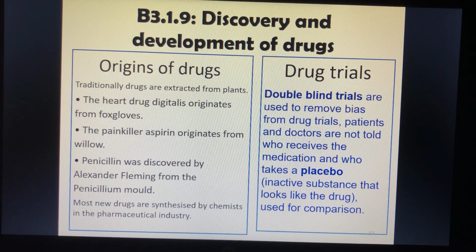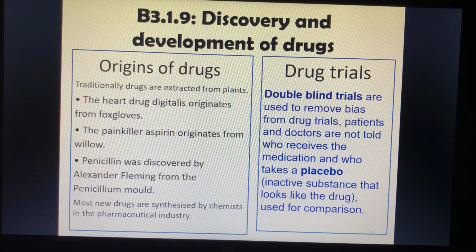Painkiller aspirin originates from willow. There are 2 L's in painkiller and 2 L's in willow, so that's useful to try and help us remember it. And then penicillin comes from the penicillium mold. Okay, so that one's easy. And nowadays, because we've got so many people on the planet, we synthesize drugs, so we artificially make those drugs by pharmaceutical companies. So we've got enough for everybody who needs them.